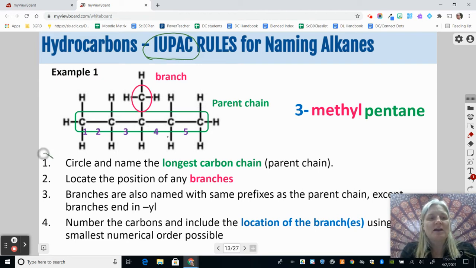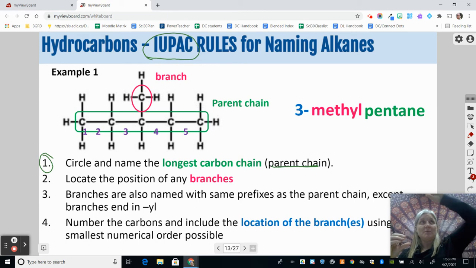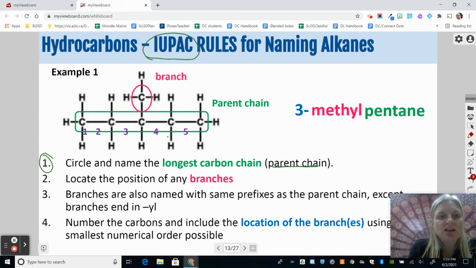So the first step is you're going to circle and name the longest carbon chain, which we call the parent chain. That's been done here. Ignore any bends. Your longest chain might go up and around and down. It doesn't matter. You need to find the longest carbon chain that's in one pathway. You can't go up and then come back. So the longest chain in this case is shown. It's a chain of 5 carbons, and we've numbered these carbons too. So first thing, circle and name the longest carbon chain.